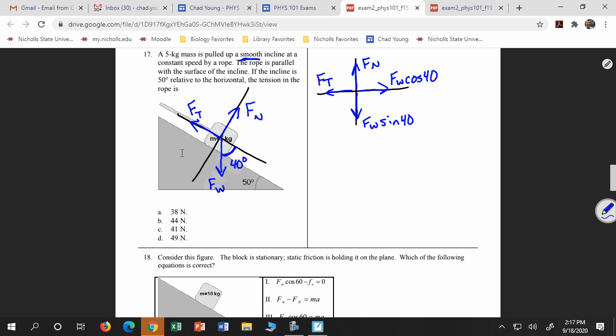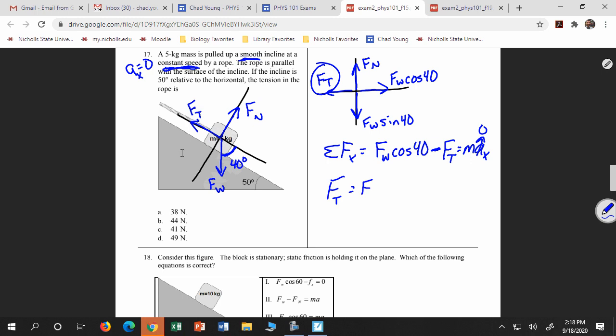The x, right, because I'm looking for the tension, and I see that I have the tension here, and I also know Fw. I know that it's moving at a constant speed. What that tells me is that the acceleration in the x direction is equal to 0. So this is actually a pretty simple problem once I get up to this point, because I can say that the sum of the forces in the x direction is Fw cosine 40 minus Ft, and that's going to be equal to max, but ax, moving at a constant speed, is equal to 0. So now I'm looking for Ft, and Ft is going to be simply Fw cosine of 40.